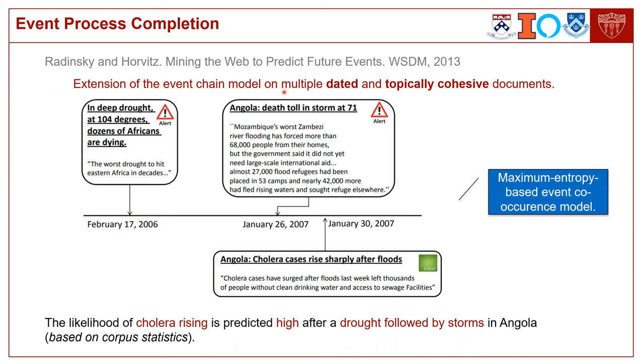Then from the titles of those related documents, they apply a maximum entropy-based model to capture the co-occurrence of events in a chain. That is actually similar to the effect of the PMI-based model. So anyway, this is a kind of unsupervised learning which captures the co-occurrence of events. Then later, the technology is applied to predict possible forthcoming news along the timeline generated from the corpus, such that the system can predict, for example, that the likelihood of cholera rising should be high after a drought followed by storms in Angola. So a typical application of this technology is timeline generation and news prediction.